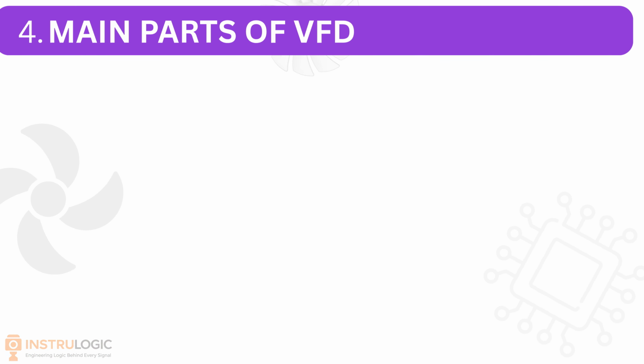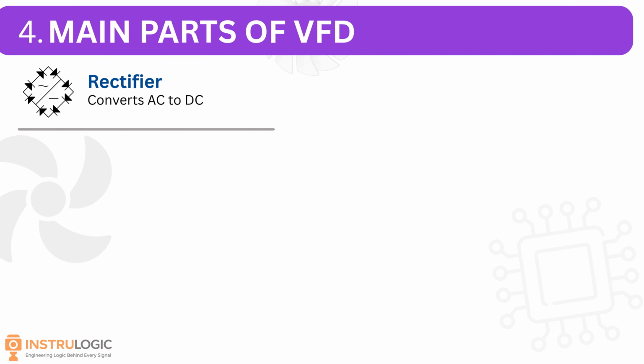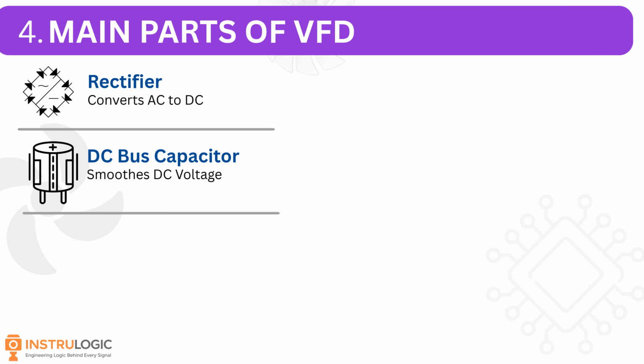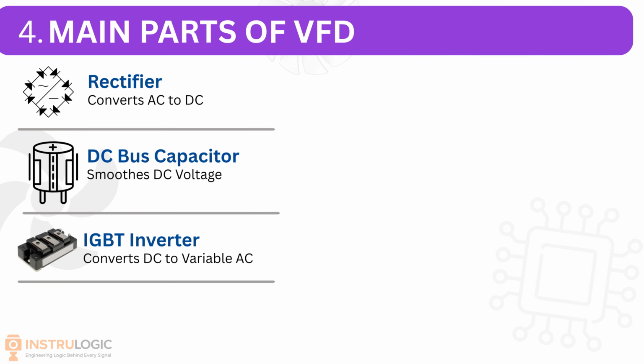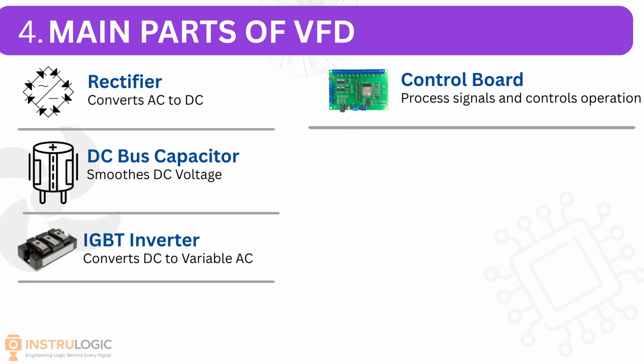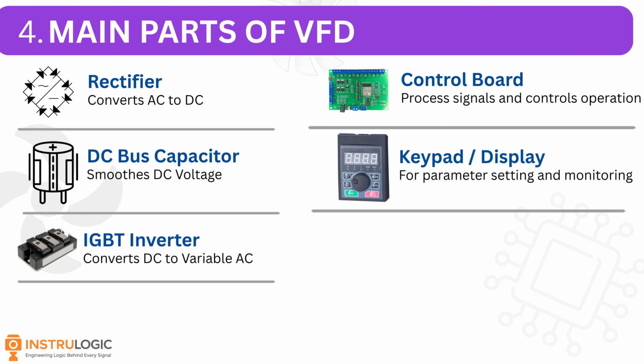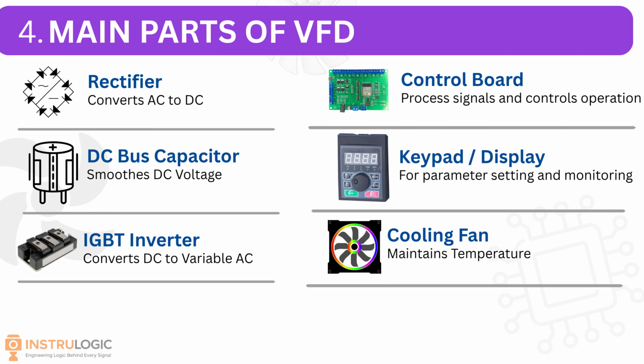Now let's focus on the main parts of a VFD and understand the role of each component. The rectifier converts the incoming AC supply into DC power. The DC bus capacitor smooths and stores this DC voltage, creating a stable power source. The IGBT inverter then converts the DC power back into variable AC voltage and frequency for motor control. The control board acts as the brain of the VFD, processing signals and managing all operations. The keypad and display allow parameter setting and monitoring, while the cooling fan removes heat and keeps the drive operating safely. Together, these components enable precise and reliable motor speed control.